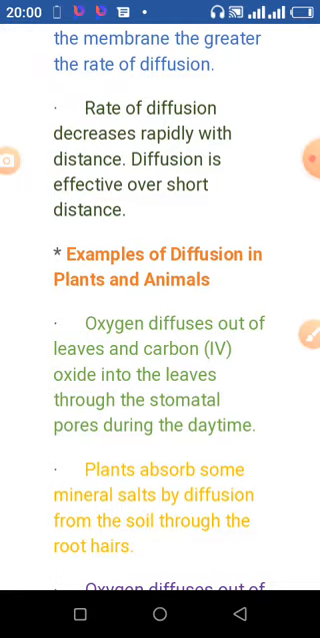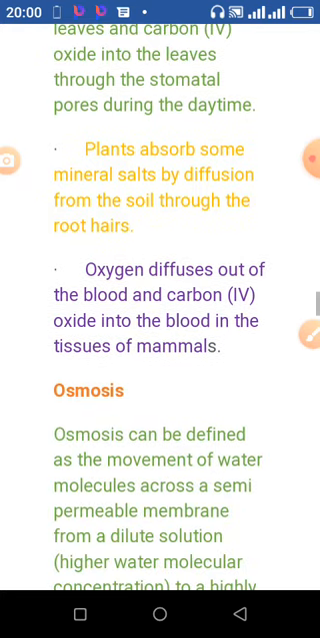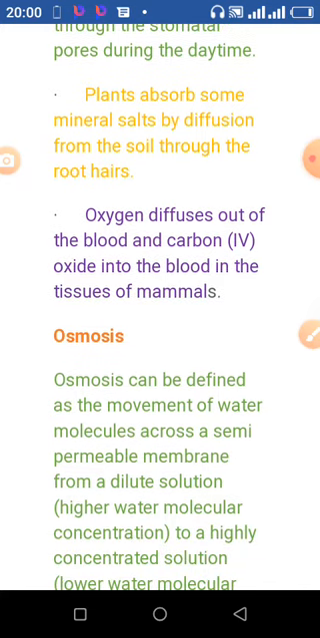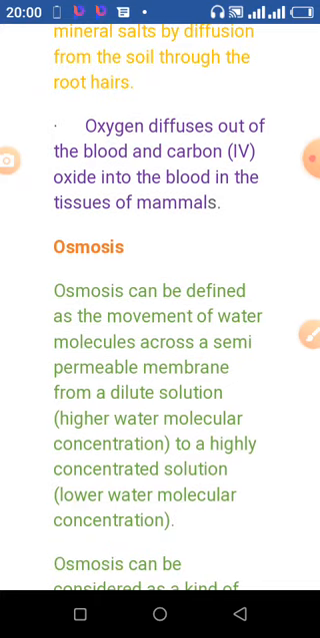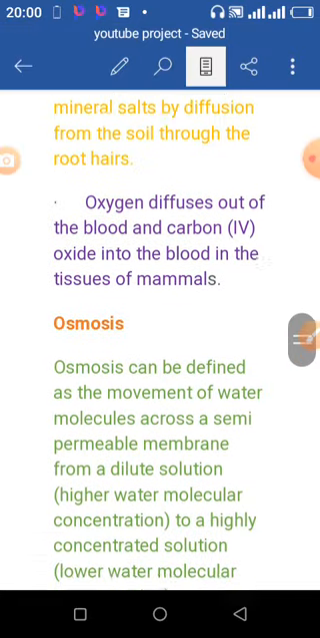Examples of diffusion in plants and animals: as you all know, oxygen diffuses out of leaves and carbon dioxide into the leaves through the stomatal pores during the daytime. Plants absorb some mineral salts by diffusion from the cell through the hair roots. Also, oxygen diffuses out of the blood and carbon dioxide into the blood in the tissues of mammals. Those are examples of diffusion in animals and plants.